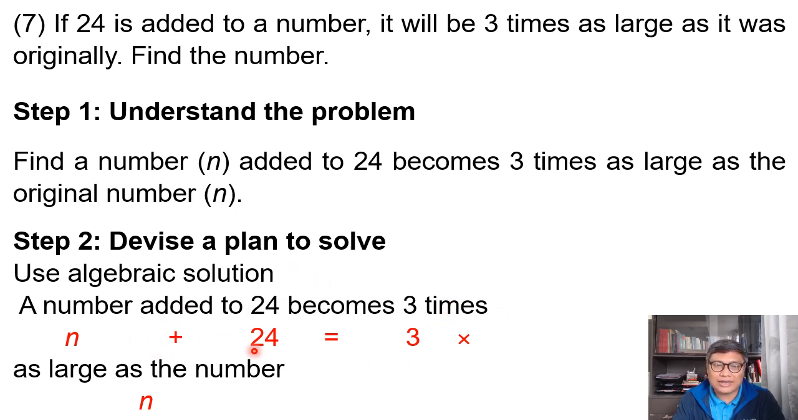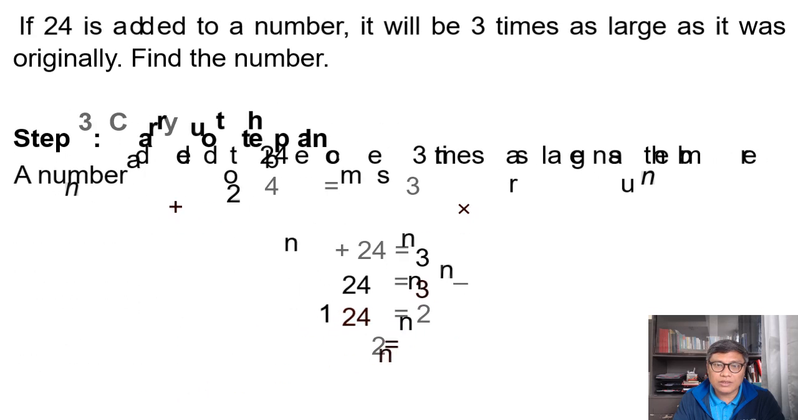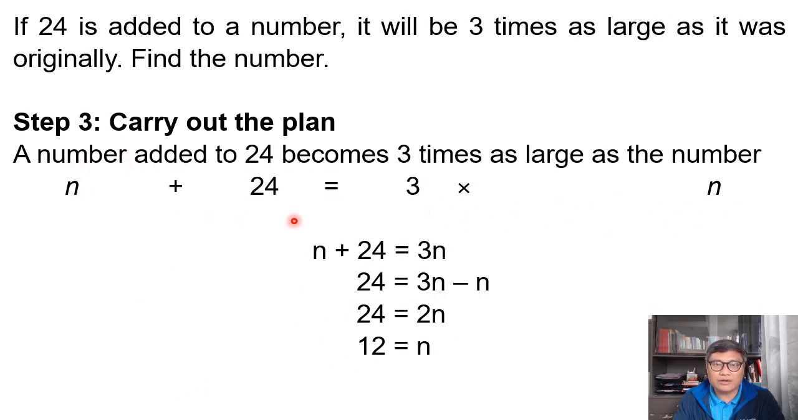Then we just denote, class, from a word statement into a mathematical statement. So a number, well, that is your n, added, that is plus 24. The word is becomes the same as equals. 3 times is 3 times as large as the original number. So we translate this statement, class, into mathematical symbols. And we are going now to represent this. So you notice already, class, that we have our working equation. So n plus 24 is equal to 3 times n, which is 3n.